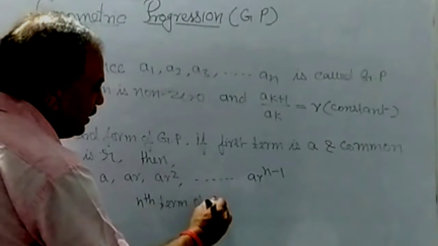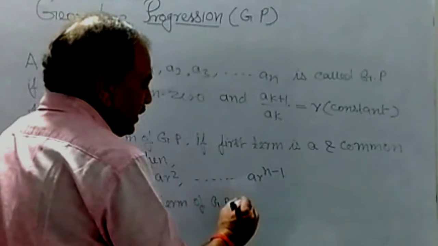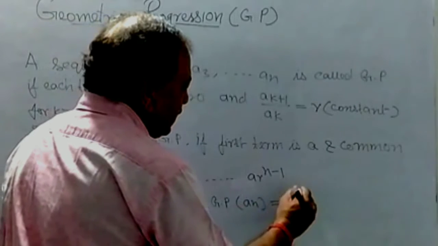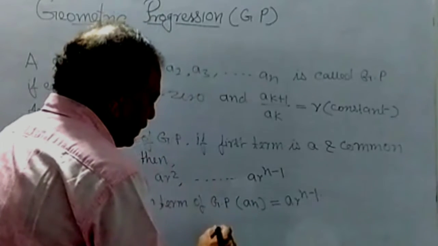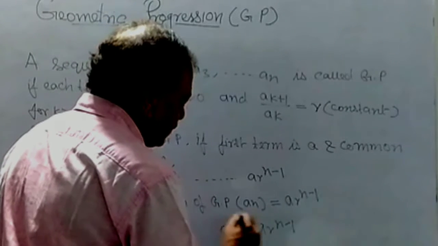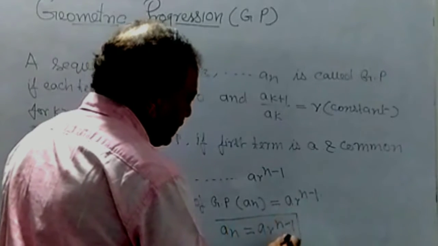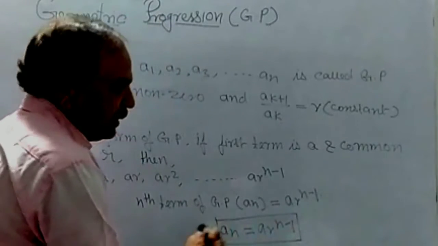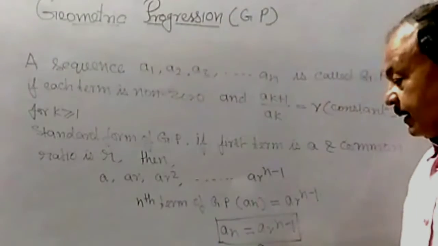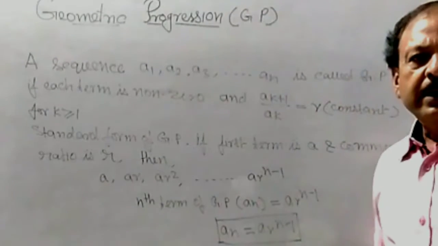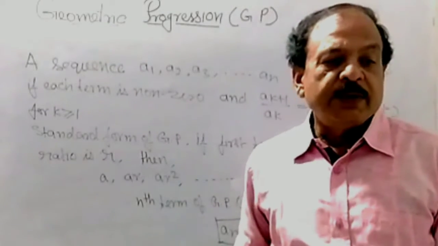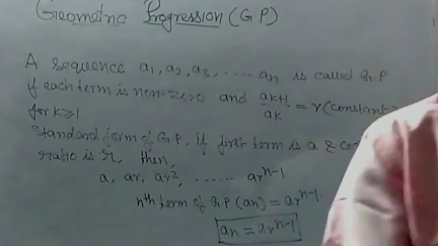The nth term of GP we can express as An, that is AR^(n-1). So the nth term of GP is AR^(n-1). In this way you can write the nth term of GP.